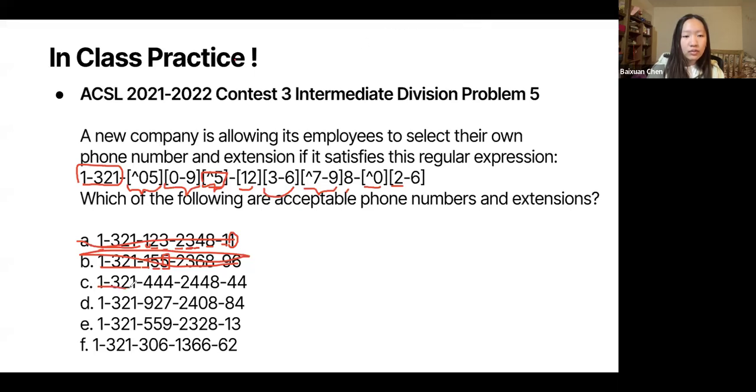Okay, next on to C. We have 1 3 2 1, which works, and then we have something that's not 0 or 5, any digit, and something that's not 5. And then we have a 1 or a 2, and then we have something that's in between 3 and 6, and then something that's not 7 to 9, and then we have 8. There's something that's not 0, and something that's in between 2 to 6, so C works.